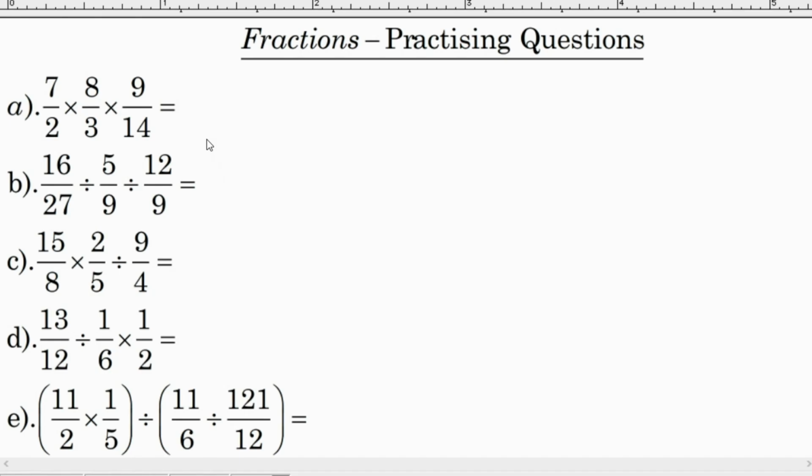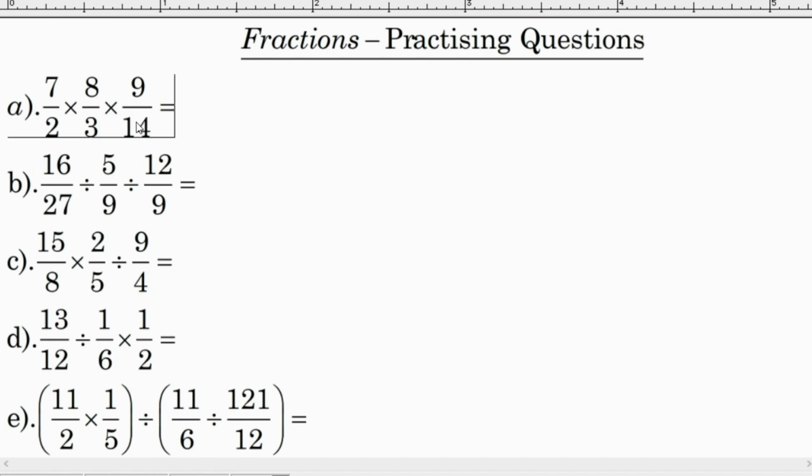So please stay with me a little bit longer so we can learn how to solve these questions together. Alright, let's start. For A, we have 7/2 multiplied by 8/3, multiplied by 9/14.